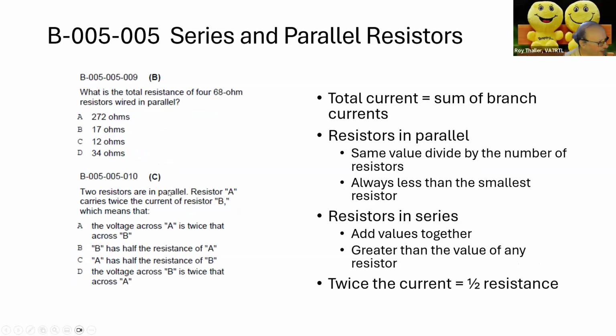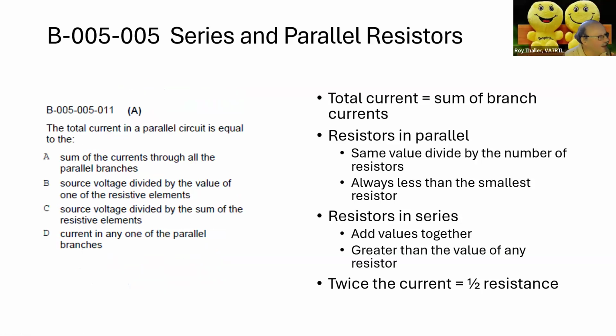Two resistors in parallel. Resistor A carries twice the current of resistor B, which means that, and you'll have to look at Ohm's law when you do this. So C is the correct answer. A is half the resistance of B because it carries twice the current. The total current in the parallel circuit is equal to the sum of the current through all the parallel branches. So you have to add up each branch to get you the total current.